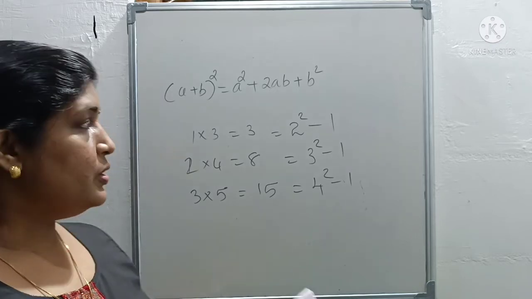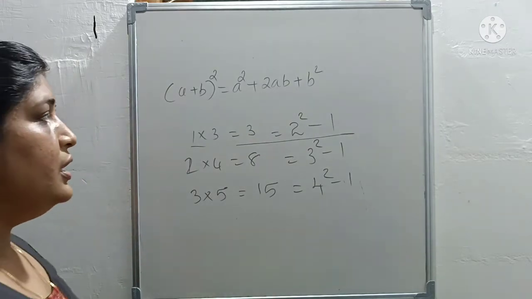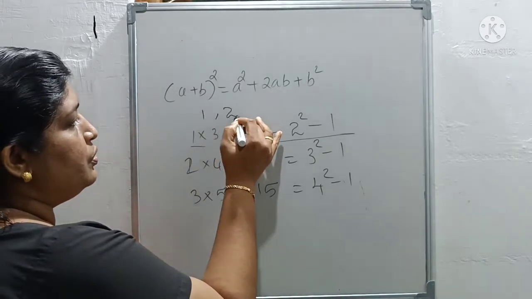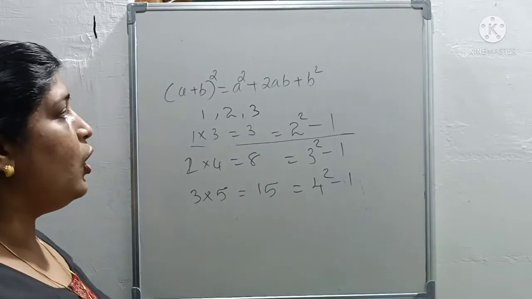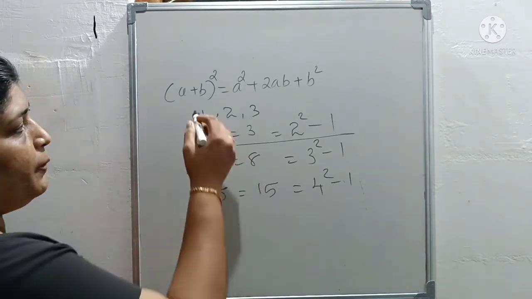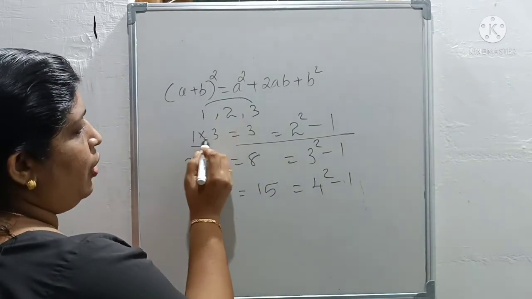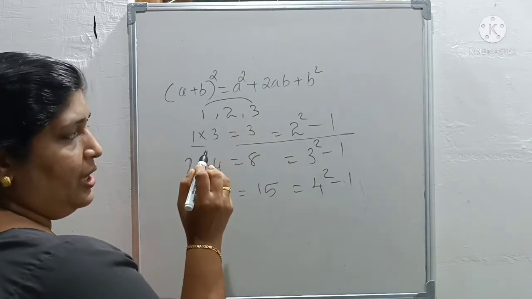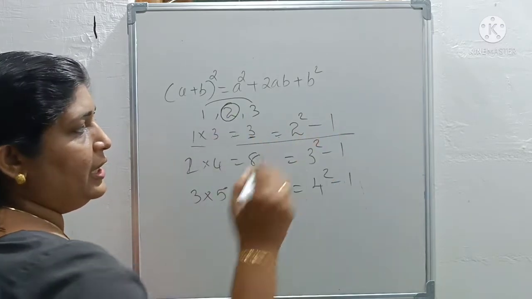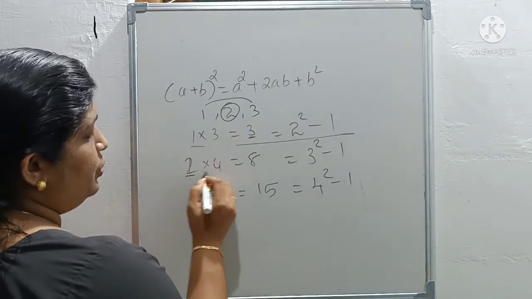Okay, so if we consider three consecutive natural numbers 1, 2, 3, then the product of the first and last, product of 1 and 3 is equal to 3, and that 3 is actually the square of the middle term minus 1. Okay, similarly here, see, 2, 3, 4.